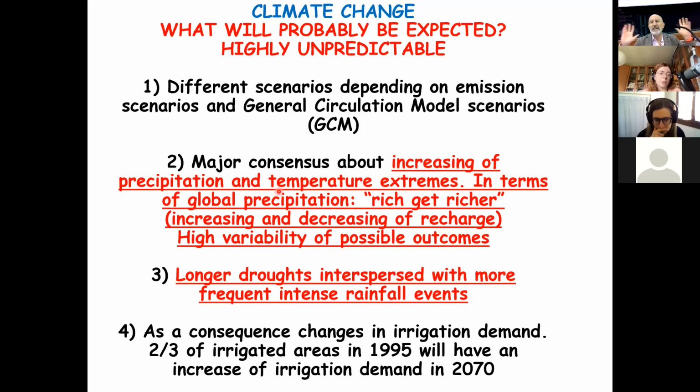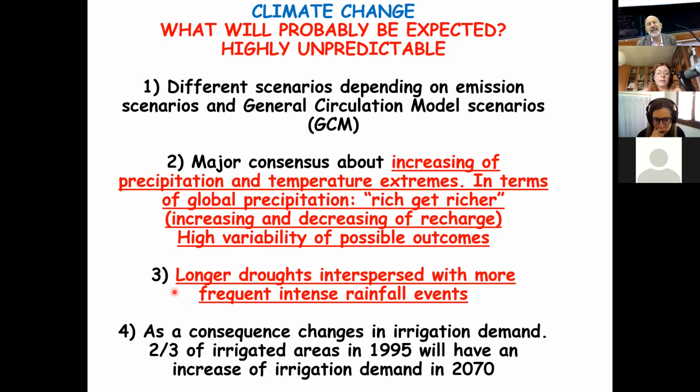So basically, we expect that also if the total amount of rainfall remain more or less in the same level or with some slight modifications, the distribution of the precipitation will radically be changed, with the total amount of precipitation concentrated in intense events. And between these events, we expect also an increase of the frequency of drought events. So events with lacking of precipitation and increase of temperature. So you see in the point number 3, we expect longer droughts interspersed with more frequent intense rainfall events.